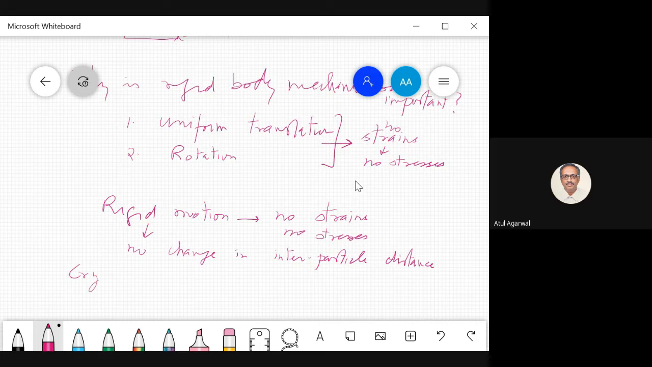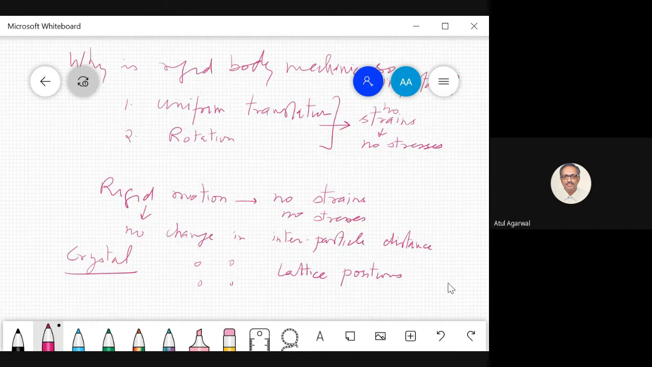What do you understand by a crystal? So you got particles, atoms in their lattice positions. So why do we have solids, liquids, and gases? Anybody?